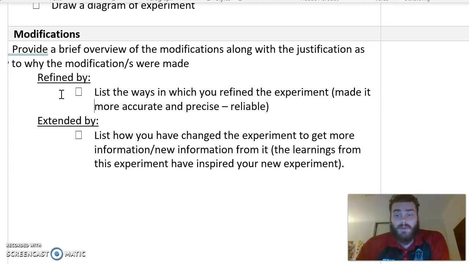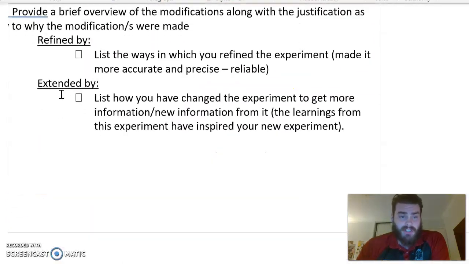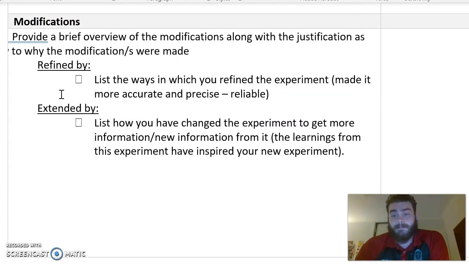Okay, so that is an overview of the research question, methodology, and modifications tabs for you guys. Thank you very much.